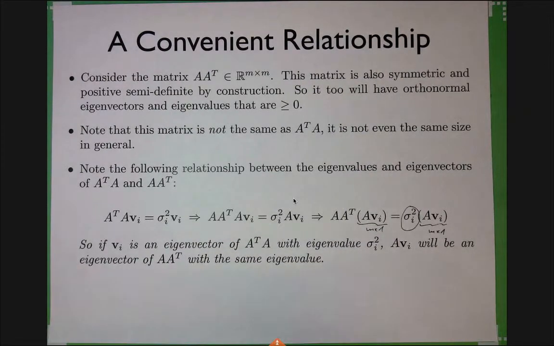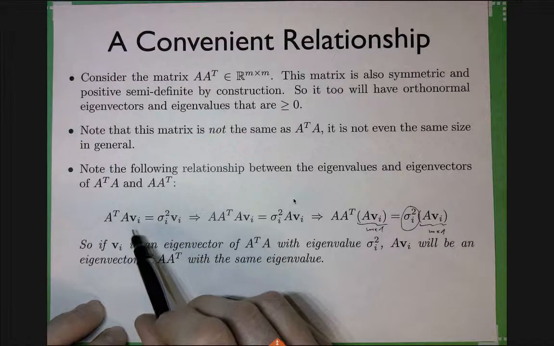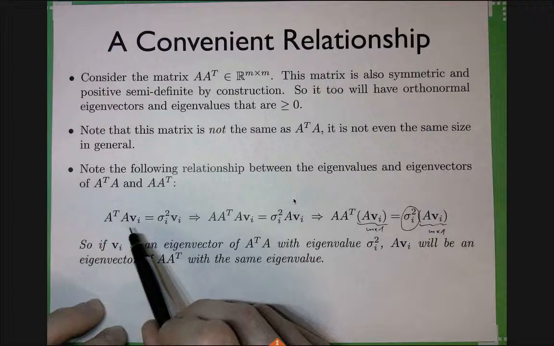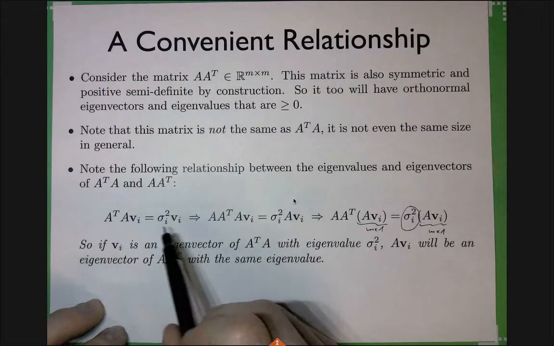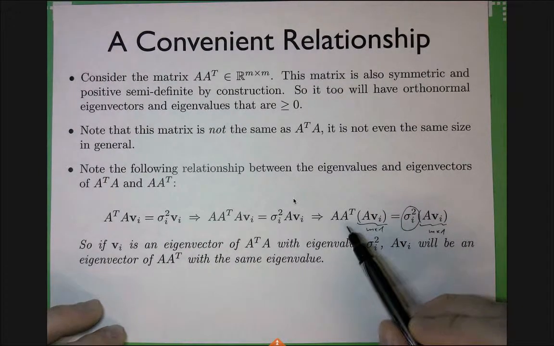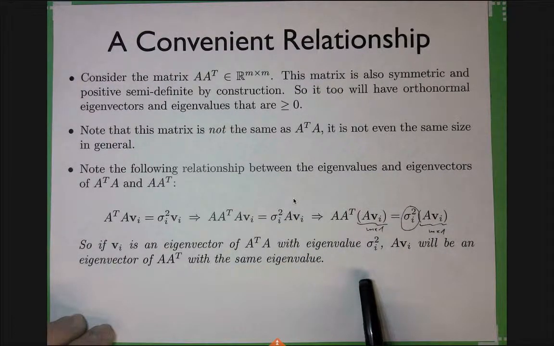So let me explain it once again in different words. If v_i is an eigenvector of A^T A with eigenvalue sigma_i squared, then A v_i is an eigenvector of A A^T with the same eigenvalue. Yeah, the same thing is written down here. So that's interesting, right?